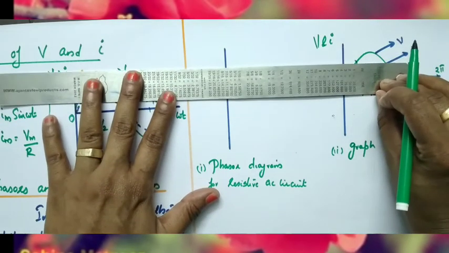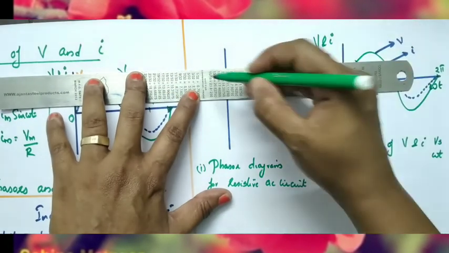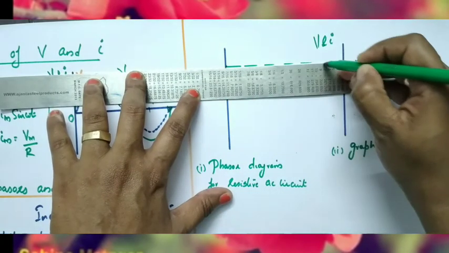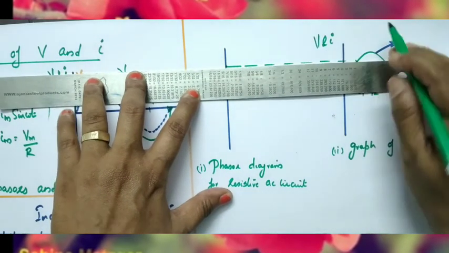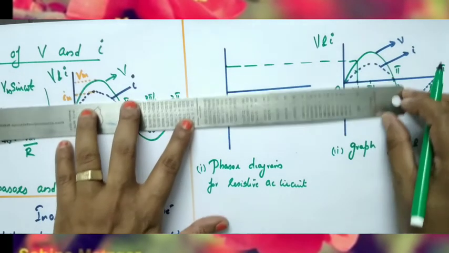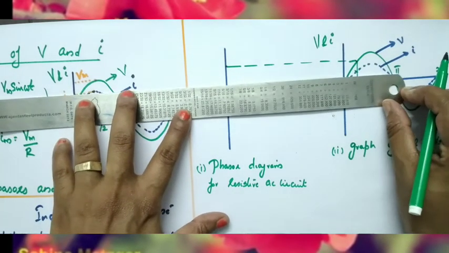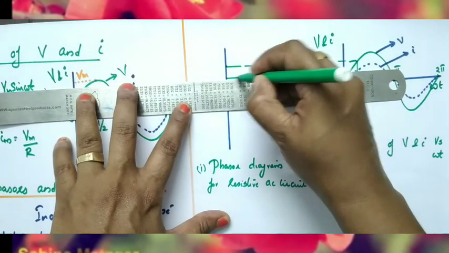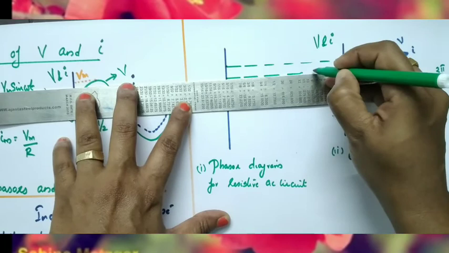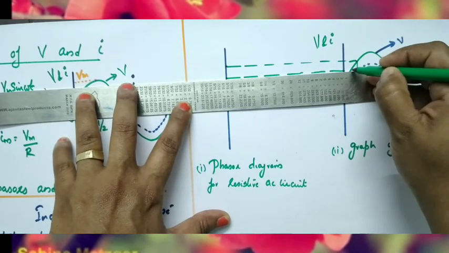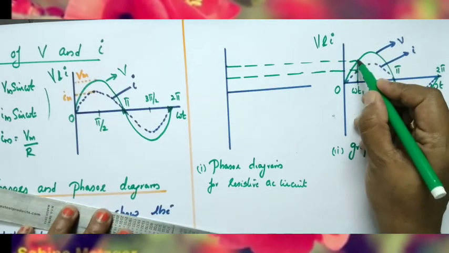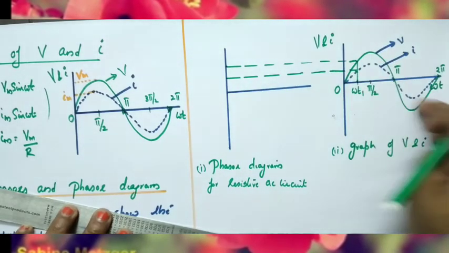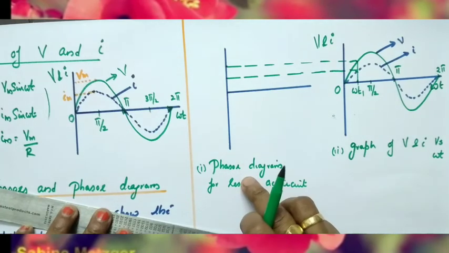From that, draw a perpendicular here. Okay children, from that draw a perpendicular like this. Here it touches the current curve, from that again draw a perpendicular. Here it touches the voltage curve, from that draw a perpendicular. Here we can draw the phasor. This is the graphical representation, and here on the left side we can draw the phasor diagram.